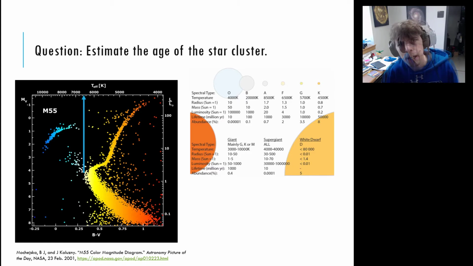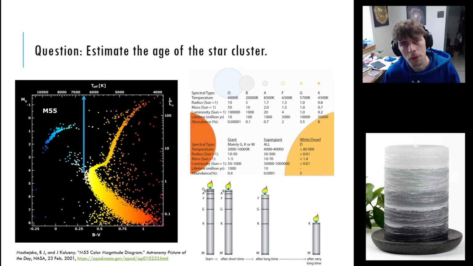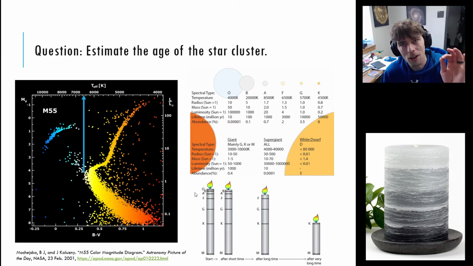Here's the analogy. Imagine you have a candle and you have different layers of the candle. Say they're different colors. You have the M layer and the K and the G and the F and the A and the B and the O. Okay? And when your star cluster forms, that's like having the full candle. And right when it forms, you light the candle. And depending on how long you wait, that candle is going to get smaller and smaller and smaller. So the size of the candle, if you will, indicates how long it's been burning for. Okay. Good. Let's keep moving here.